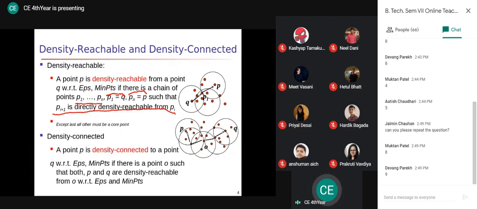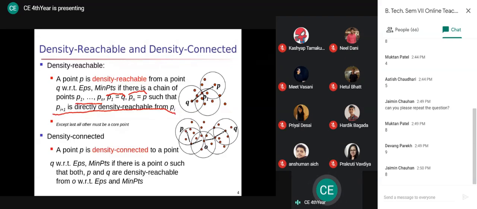So we have to answer 8 or 9. Okay, so one hint, just read the second statement, and I guess now the answer will be clear. Except the last, all others must be core points. Means we need a total of 9 core points minimum. It's fine if the last is not a core point. That is, it's fine if P is not a core point, but starting from Q up to P1, P2, P3, whichever intermediate points are there, they all must be core points.